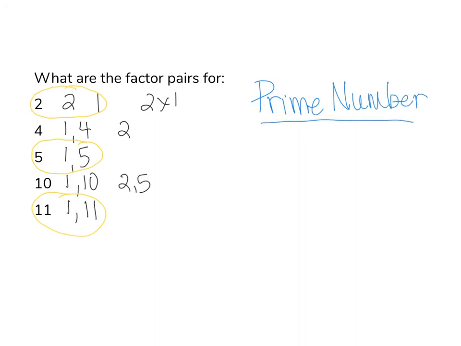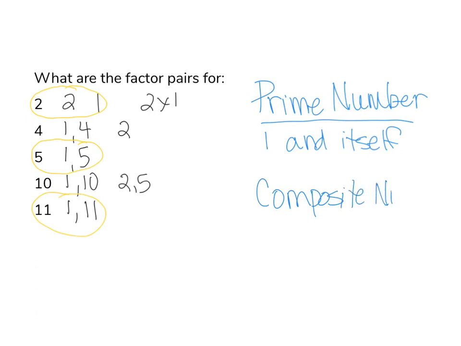Prime numbers have only the factors 1 and itself. The other numbers are called composite numbers. Those have more than 2 factors.